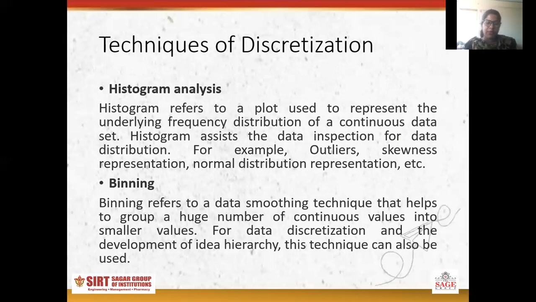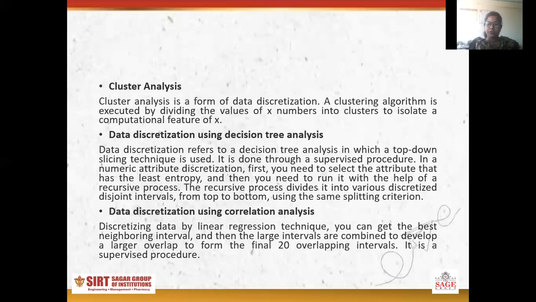Another is binning. We have already done this with data smoothing. It refers to the data smoothing technique that helps to group a huge number of continuous values into smaller values. For data discretization and the development of concept hierarchy, this technique can be used. Next is cluster analysis. Cluster analysis is a form of data discretization. A cluster algorithm is executed by dividing the values of X numbers into clusters to isolate a computation feature of X.